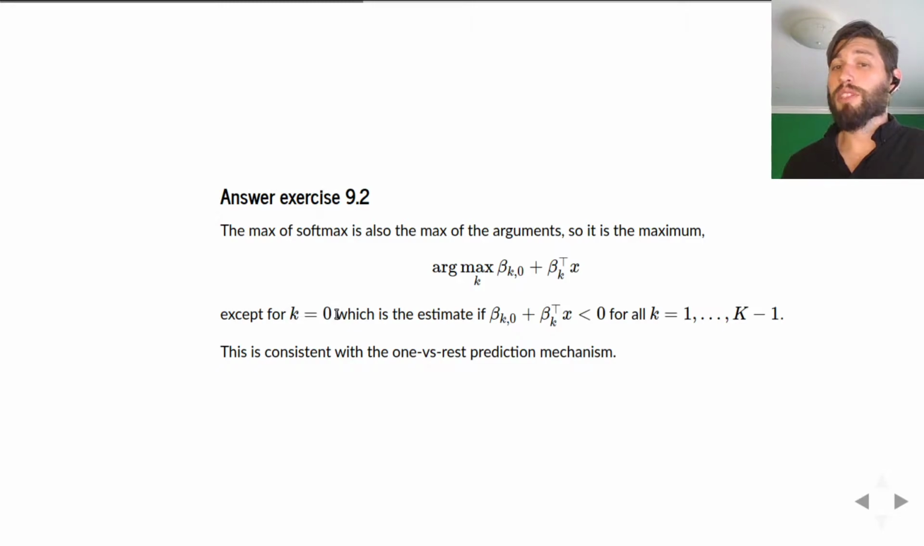Except for k equals 0, right? Because this is only the argmax over k going from 1 to k minus 1. Otherwise, we have to worry about the alpha 0. And 0 is going to be the max if all of the other ones are negative. So you just have to check if all of the decision functions, other than the first one, are negative. If they are, all of them are, then 0 is the predicted class. Otherwise, you choose the argmax. So that's the thing. And this is consistent with the one versus rest prediction mechanism.